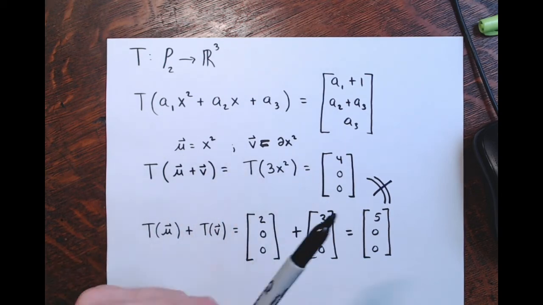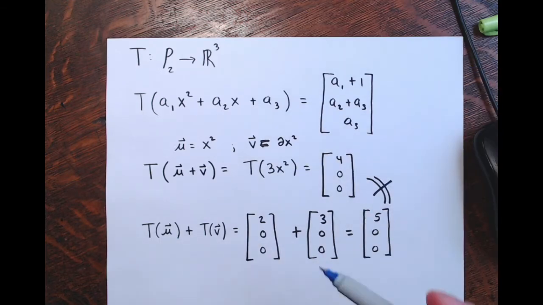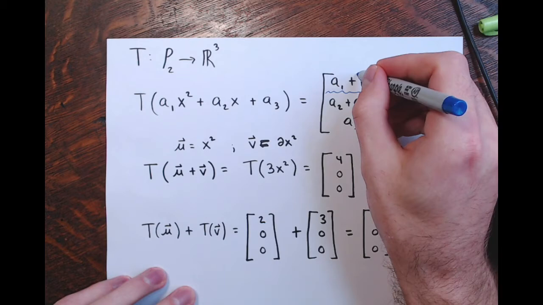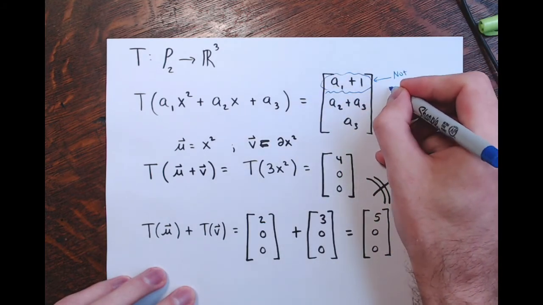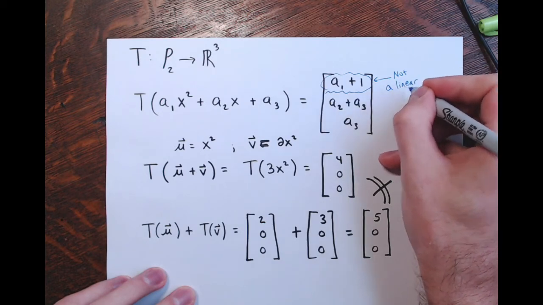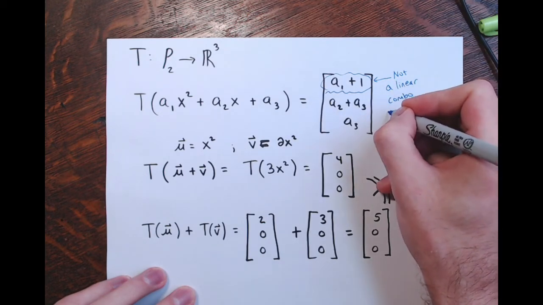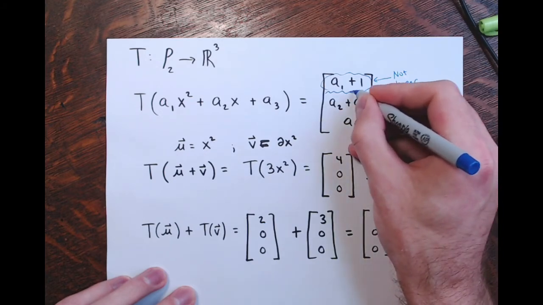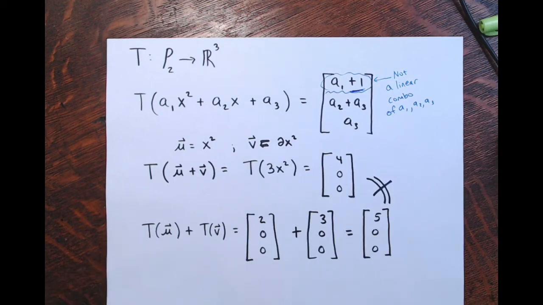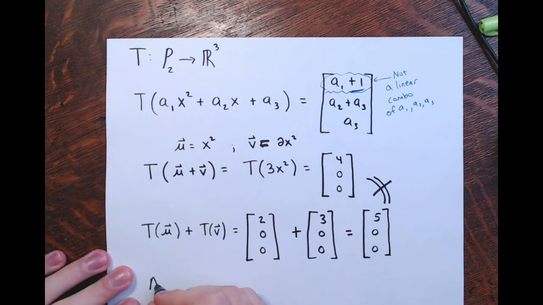So there's a counterexample to the additivity property. You can think of your own, but again, it's very easy to tell. If you notice that the parts of your output here are not a linear combination of a1, a2, and a3, and it's because of this plus 1 that's added on there, that throws everything off. So we can see that additivity doesn't hold.